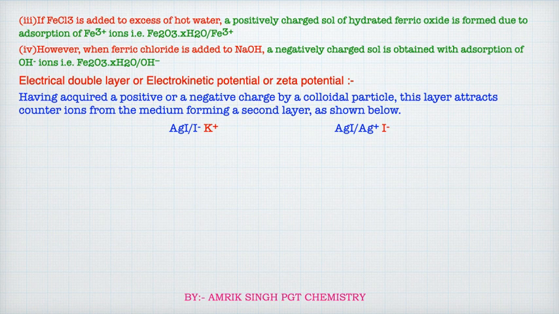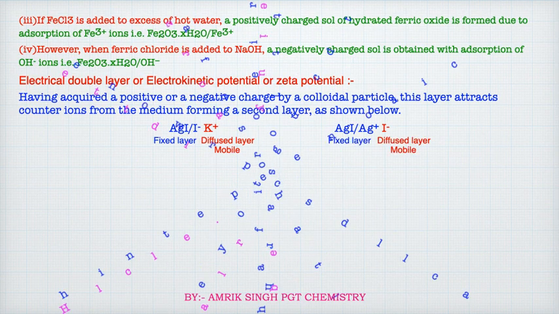Having acquired a positive or negative charge, the colloidal particle attracts counter ions from the dispersion medium, forming a double layer as shown below. In the first case we had a negative sol, AgI attracted I negative, and this will attract K positive from the dispersion medium, and two layers will form. One is the fixed layer, that is of the colloidal particle, and the other is the diffused layer, that is the mobile layer, that is of the dispersion medium ions. In the same way in the next case as well.